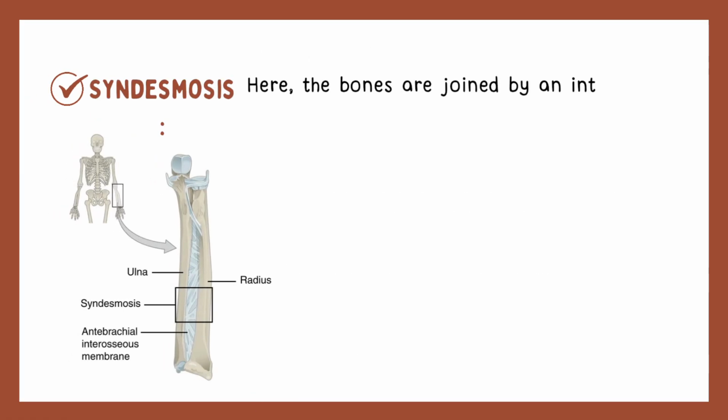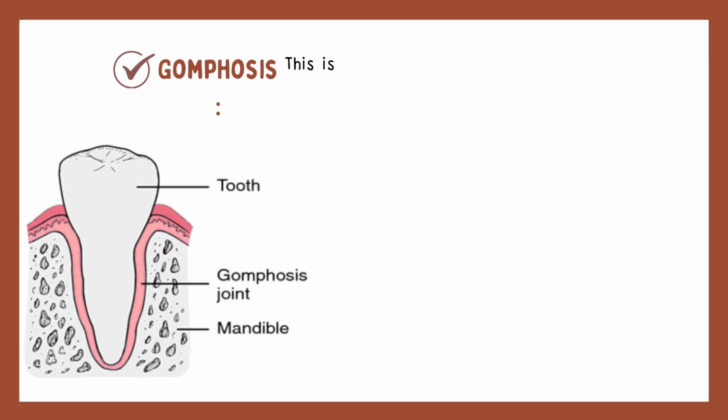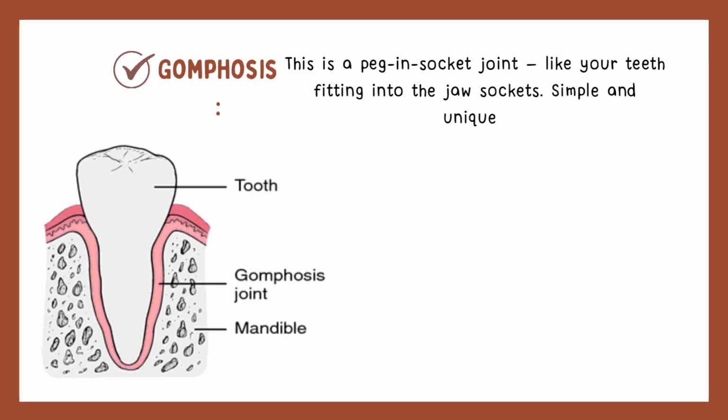B. Syndesmosis. Here, the bones are joined by an interosseous ligament, like the inferior tibiofibular joint. C. Gomphosis. This is a peg-in-socket joint, like your teeth fitting into the jaw sockets. Simple and unique.